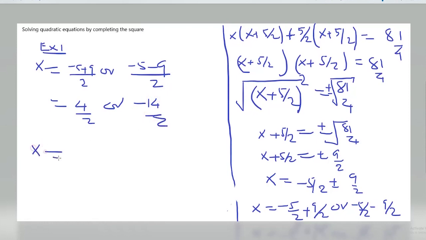Then finally you can say x is equal to 2, or x is equal to negative 7. This is the final answer by completing the square.